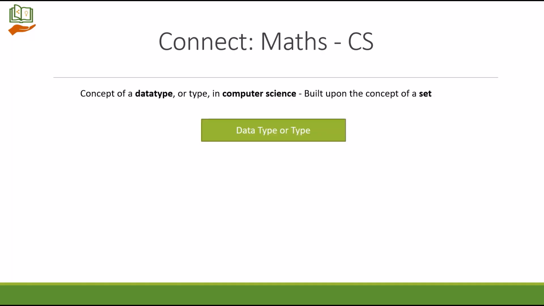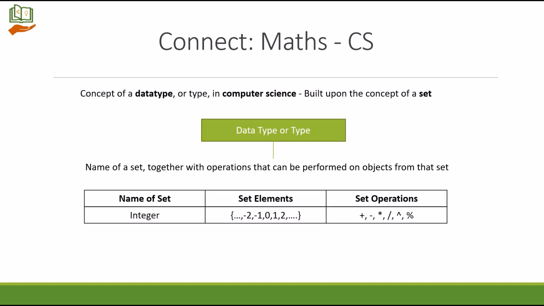So what is a data type? This is the name of a set together with the operations that can be performed on objects from the set. If you have some elements in the set, what kind of operations you can do with the set is what you can collectively take as a data type. Let's take the integer. This is the name of the set. What are the set elements present inside integer?